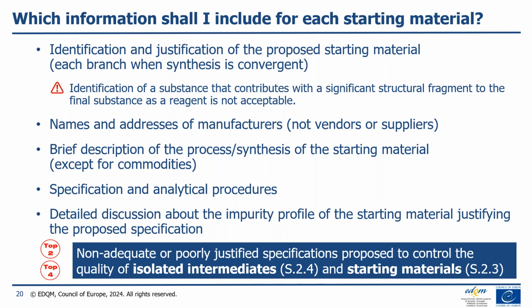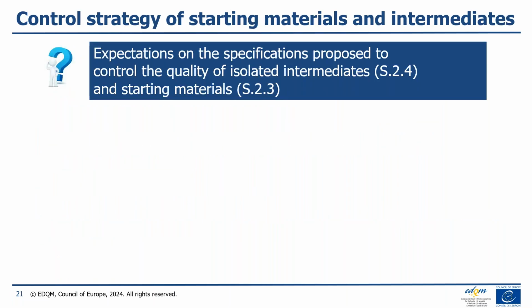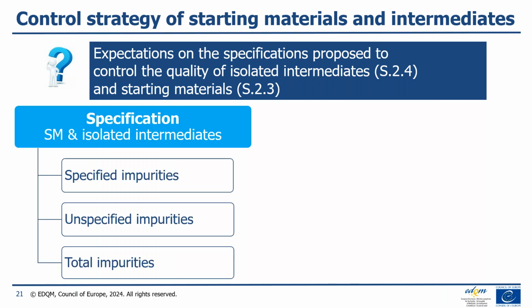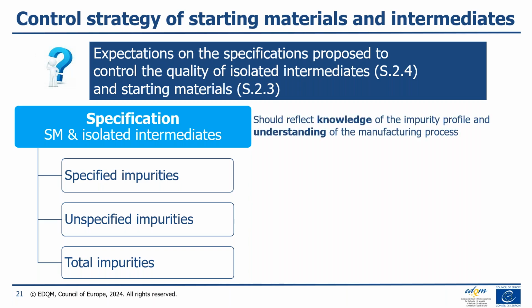We will stop a little bit first on the starting materials. The principles are alike also for intermediates, and we will come back a bit later to intermediates. So, control strategy of starting materials and intermediates. What are actually the expectations? The expectations are not so difficult to understand.